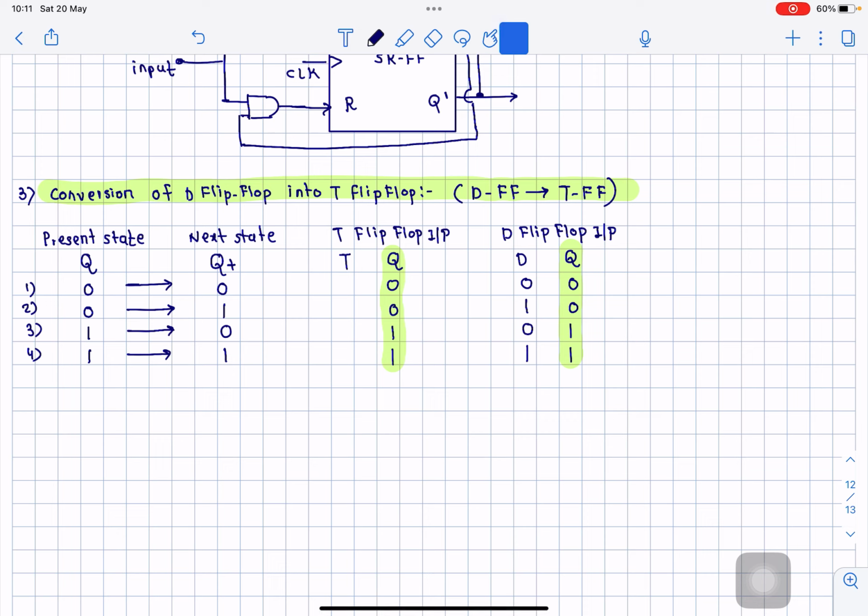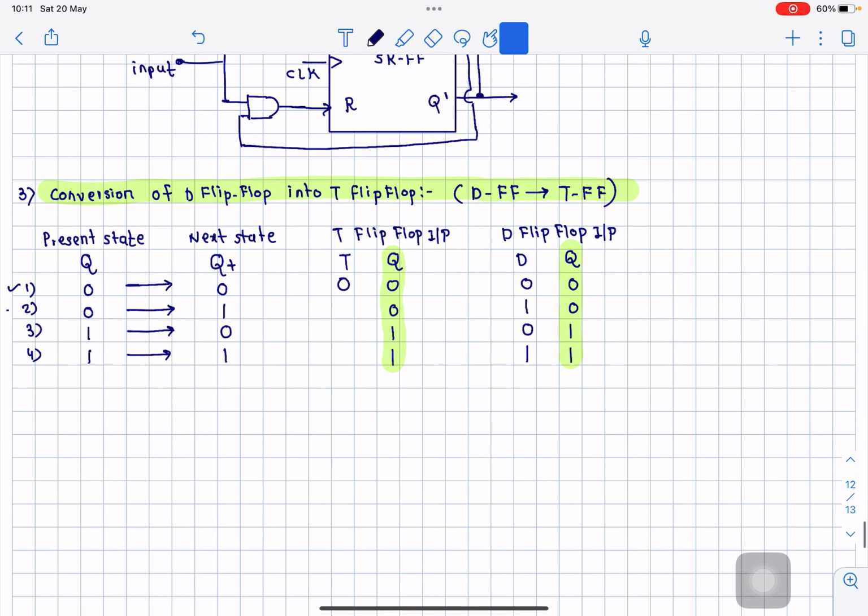Likewise, we should now write, by looking at the present state and next state combination, what will be the input of T. Please remember that when the input of the toggle flip-flop, that is T, is 1, then the output will toggle. When the input T is 0, the flip-flop will not toggle. So this we need to remember. Now see the first case: present state 0, next state 0. Is there any change in the next state from the present state? No. So T should be kept 0, because there is no toggling.